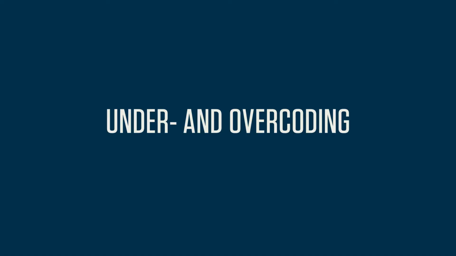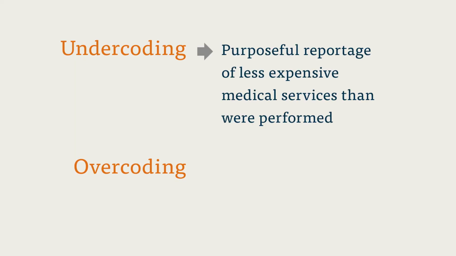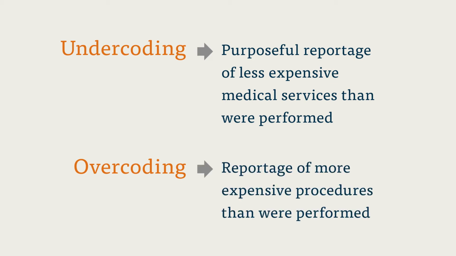Under and overcoding. We mentioned these before, but they're worth mentioning again. Undercoding is a purposeful reportage of less expensive medical services than were performed, while overcoding is a reportage of more expensive procedures than were performed. Both of these are fraudulent and can lead to audits and investigations. These aren't errors per se, but we're obligated to mention them here as something you absolutely must avoid.